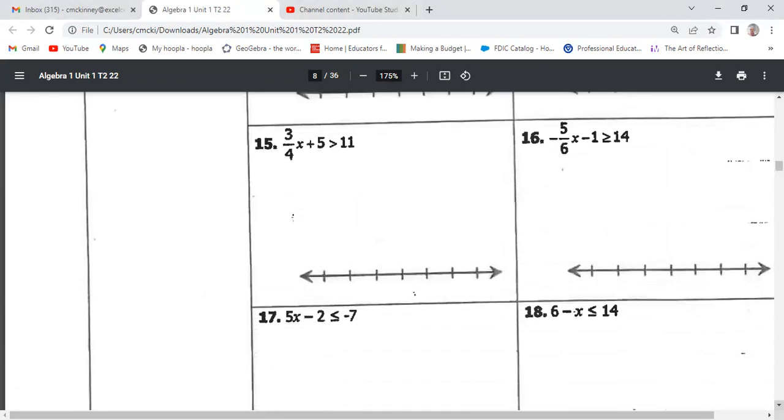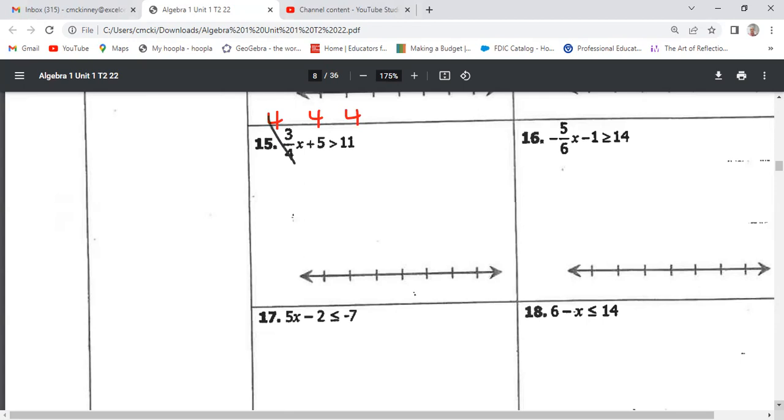So let's look down at 15, because 15 has a fraction in it that sometimes throws people off. There are a couple ways that we can handle this. We could multiply everything in the equation by 4 at the beginning. And that's what I call clearing the fractions. So if I want, I can multiply everything by 4. If I do that, it's every single term. If I want to do that first, then even that 5 gets multiplied by 4.